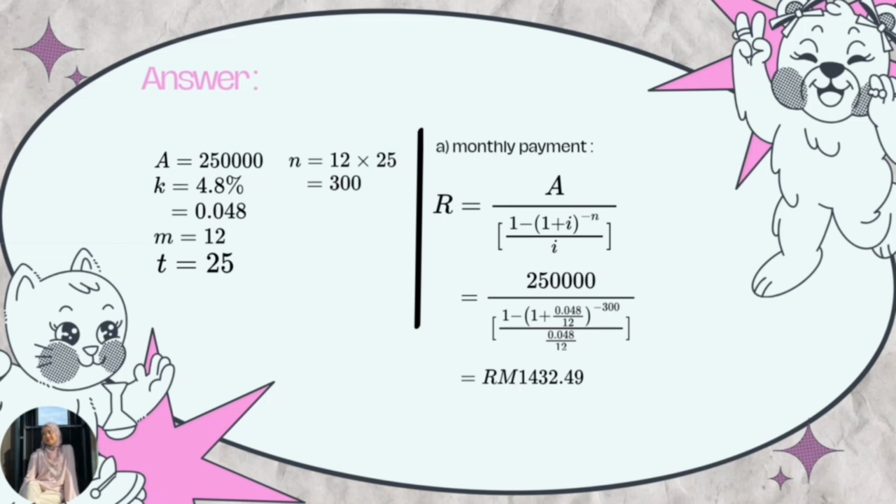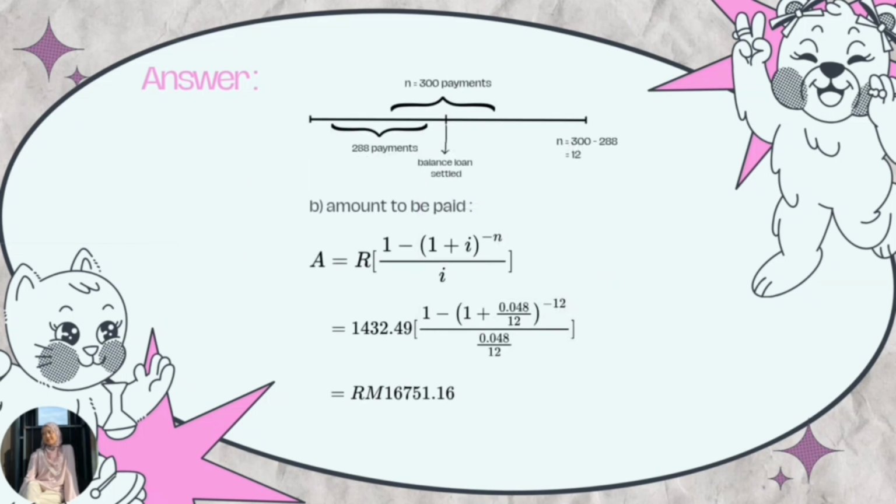Find the monthly payment. We can use the formula R equals A divided by brackets 1 minus bracket 1 plus I bracket negative power N, divided by I. The information given into the formula: R equals 250,000 ringgit divided by bracket 1 minus bracket 1 plus 0.048 divided by 12 bracket power of minus 300, and divided by 0.048 divided by 12, and you get the answer 1,432 ringgit 49 cents.